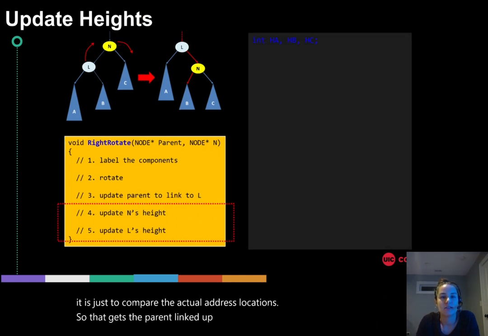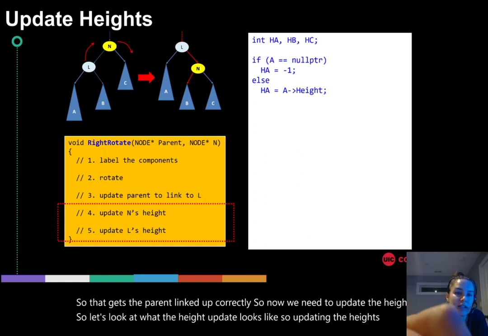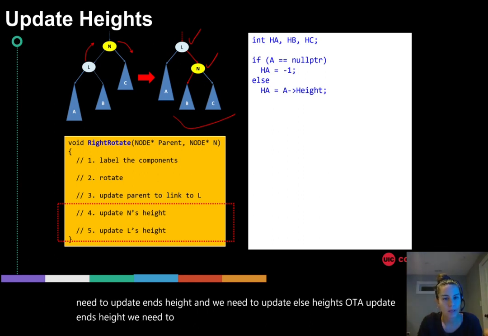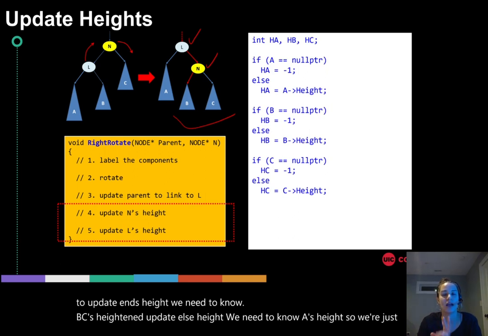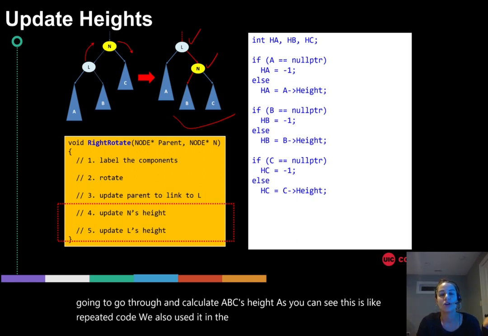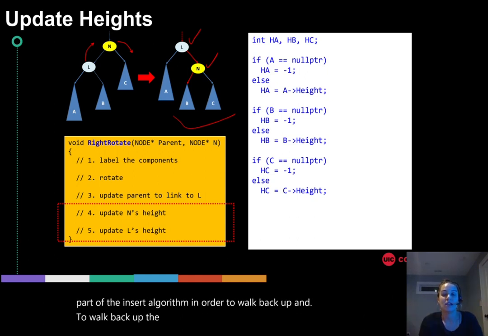So now we need to update the height. So let's look at what the height update looks like. Updating the heights, we need to update N's height and we need to update L's height. So to update N's height, we need to know B and C's height, and to update L's height, we need to know A's height. So we're just going to go through and calculate A, B, and C's height. As you can see, this is repeated code. We also used it in the other part of the insert algorithm in order to walk back up the tree and update the heights as well.